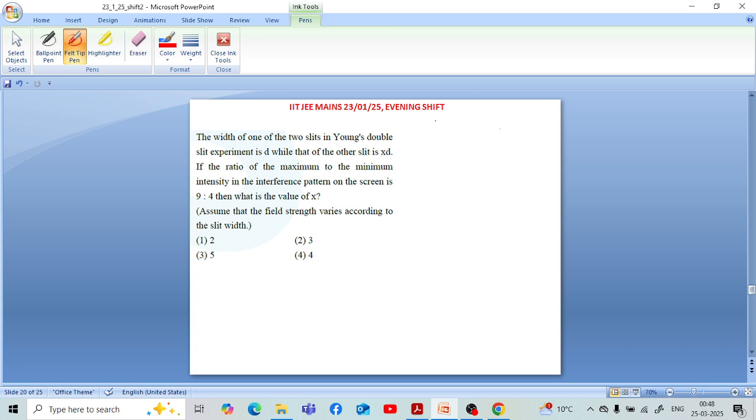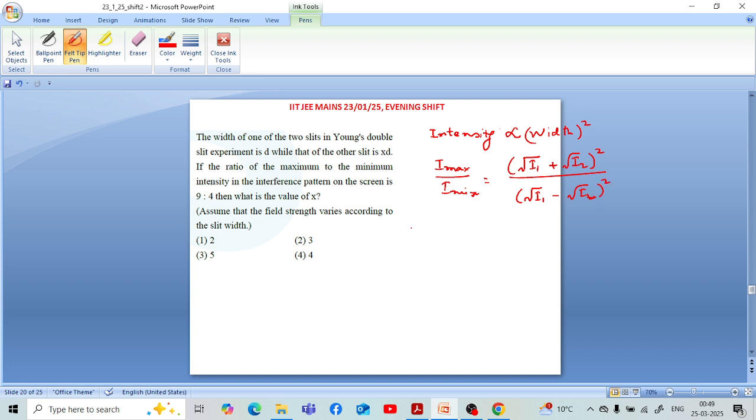So the problem is based on the topic Young's double slit experiment. The basic concept which we have to use here to solve this problem is that the intensity is directly proportional to width square. And the ratio of the maximum to the minimum intensity is given by the expression (square root of I1 plus square root of I2) whole square divided by (square root of I1 minus square root of I2) whole square.